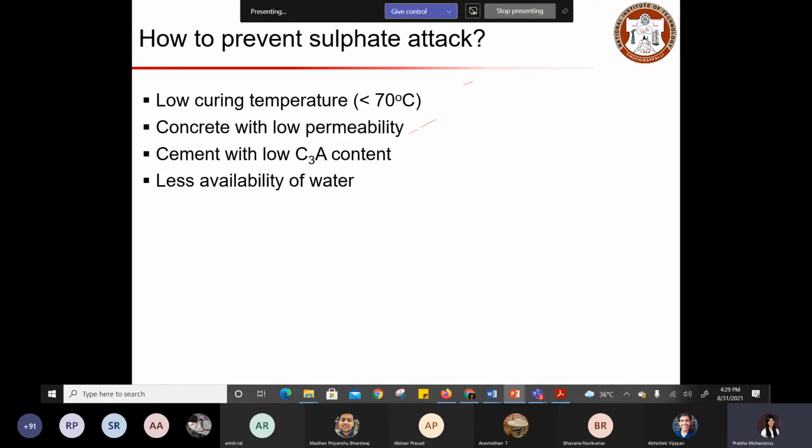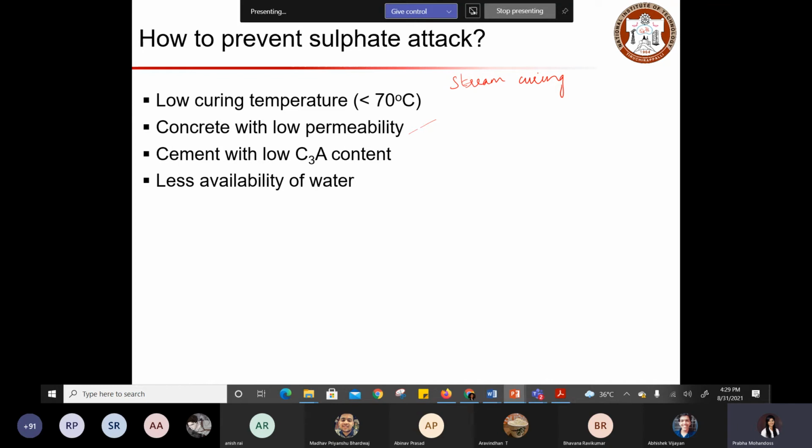So what are the ways to prevent such delayed ettringite formation? You can lower the curing temperature, keeping the temperature less than 70 degrees Celsius. This is especially common when you use steam curing. Steam curing is done to enhance the strength in the early stage, accelerating the hydration process to obtain early strength gain. But you may anticipate delayed ettringite formation in the later stage when the temperature goes beyond 70 degrees Celsius. So we need to keep a check that the curing temperature is less than 70 degrees Celsius.